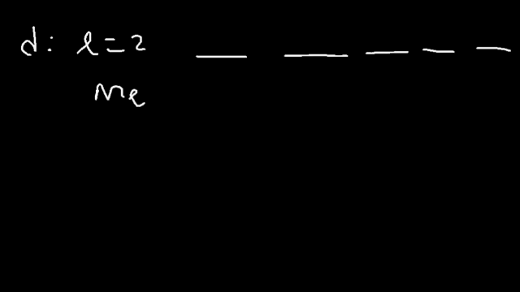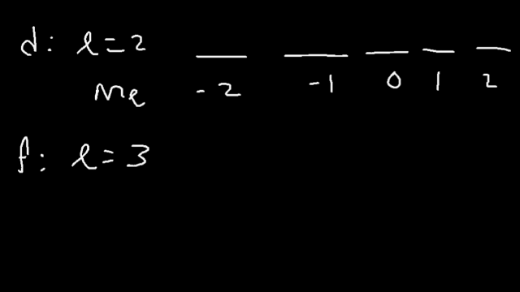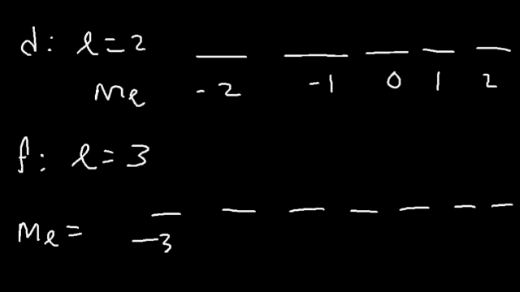So for the D sublevel, L is 2. And for the 5 orbitals, ml can be anything from negative 2 to 2. And the last one is the F sublevel, where L is 3. Whenever L is 3, ml can be anywhere from negative 3 to 3. The F sublevel has 7 orbitals.